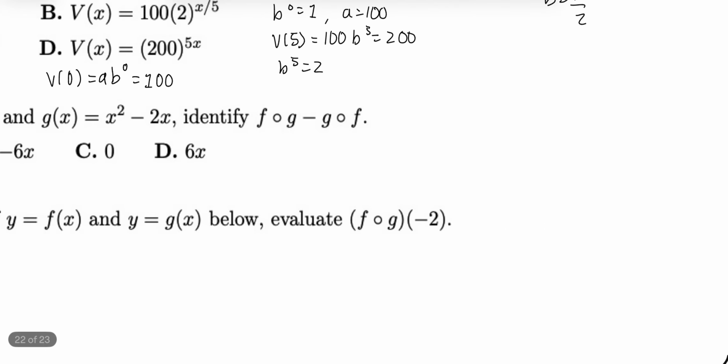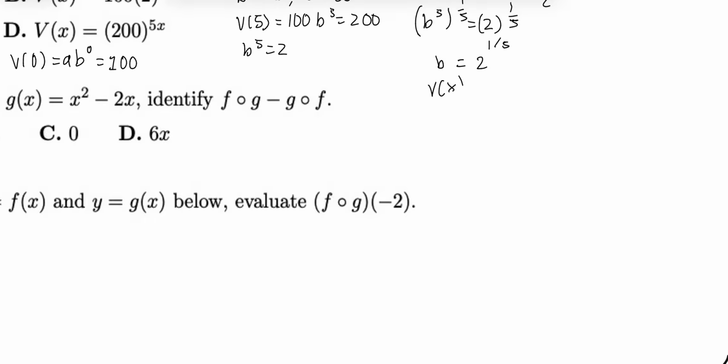Now we're going to raise both sides to the power of 1 over 5. So we have b to the power of 5 times 1 over 5 is equal to 2 to the power of 1 over 5. So b is equal to 2 to the power of 1 over 5. Now, if you plug into V of x, that's equal to 100 times 2 to the power of x divided by 5.